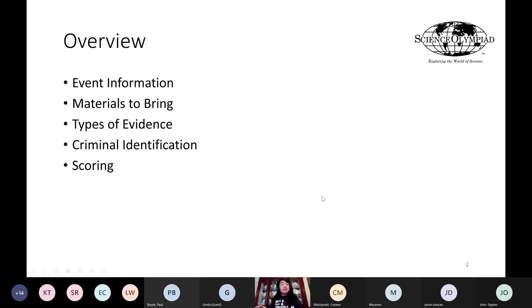And I'll start with an overview of what we're going to go over today. First, I'll go over event information and the materials that your students should bring to the tournament, as well as the types of evidence that they'll see and how to identify the fictional criminal that we base a whole fictional story around, and we'll also go over scoring.